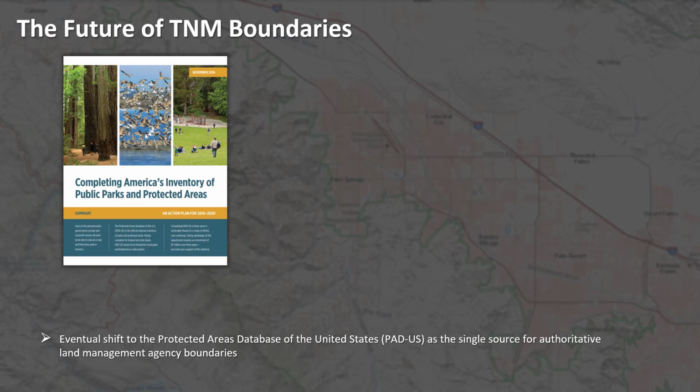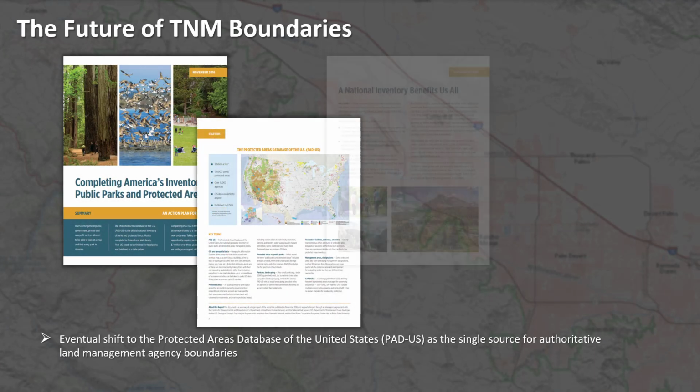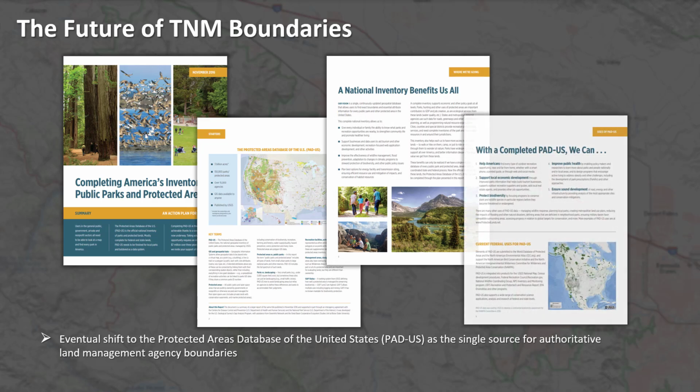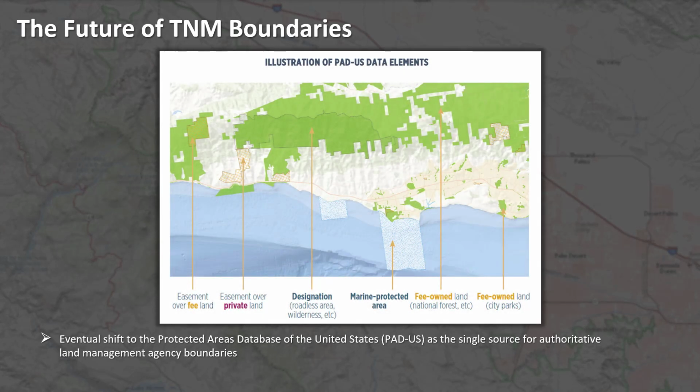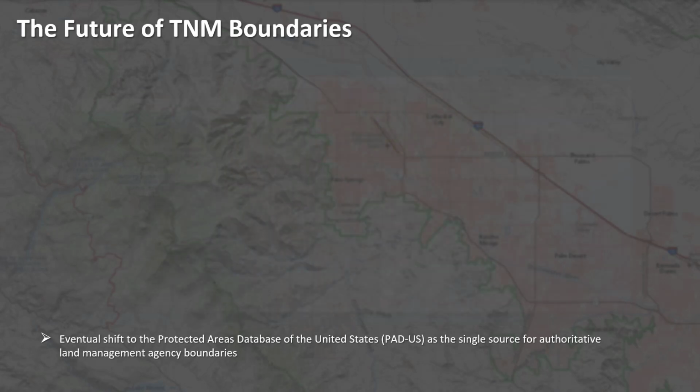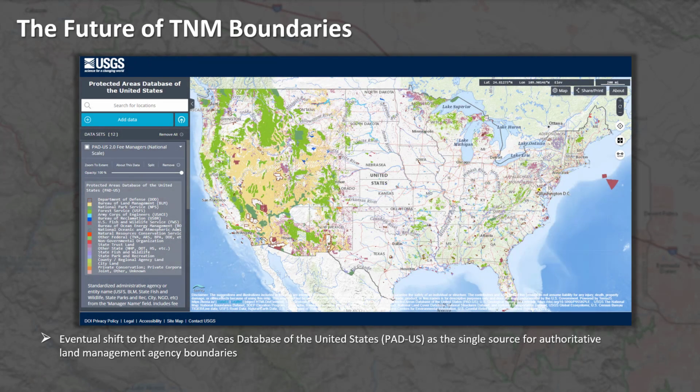The USGS plans to shift to using the Protected Areas Database of the United States, or PAD-US, as the exclusive source of authoritative land management agency boundaries, including all available federal sources for the national map. PAD-US is the nation's official inventory of public open space and private protected areas, and is comprised of federal, state, local, and nonprofit data. Full transition to PAD-US sources will take several years, but the integration of land management agency boundaries will begin at the federal level, then move on to the adoption of state data, and conclude with the incorporation of local jurisdictional boundaries.